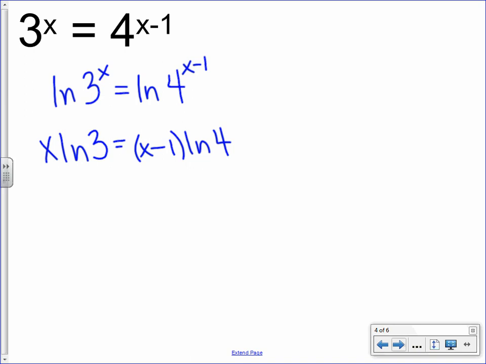Okay. So now, eventually, I'm going to need to solve for x. Right? Okay. So what we can do is we can say x natural log of 3 equals x natural log of 4 minus natural log of 4. Can I break it apart like that? If x minus 1 is being multiplied to the natural log of 4, can I write x natural log of 4 minus 1 natural log of 4? Why not?